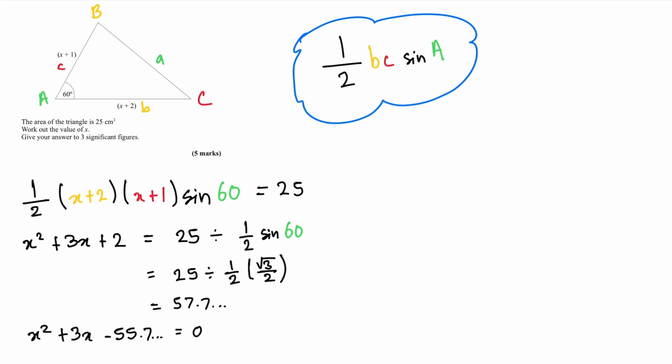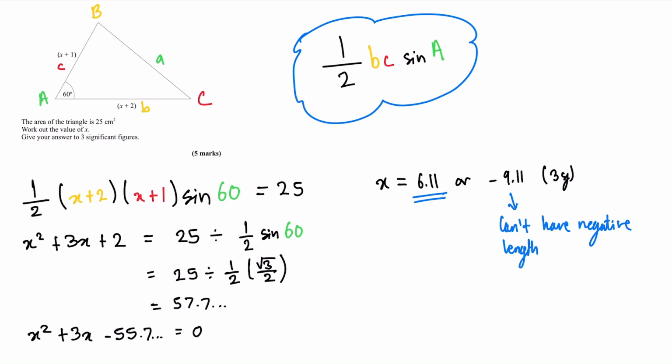And if you make that into a proper quadratic that equals 0, you can then solve that quadratic using your calculator. So I've just plugged the values into my calculator and I get x equals 6.11 or minus 9.11 to three significant figures. But since lengths can't be negative, if you sub minus 9.11 into say x plus 1, you get minus 8.11. You can't have a negative length, so x is 6.11.